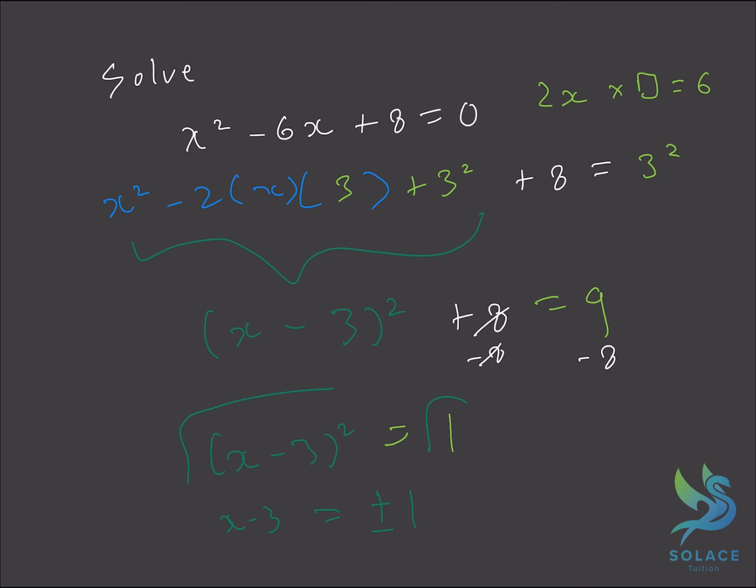Now, bringing the negative 3 to the other side, just adding 3. So we have two options, right? Let's not get confused here. We have this one, or we have this one. So adding it to the first one, that leaves us with x equals 1 plus 3, which is 4. And the second one is x equals negative 1 plus 3, which is 2. So those are our two final answers. Hope this helps.